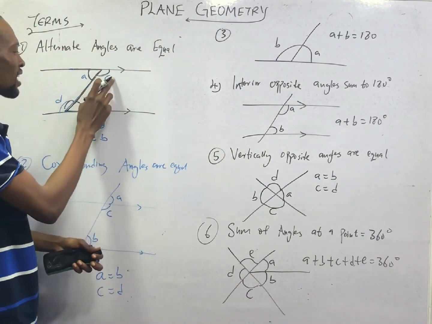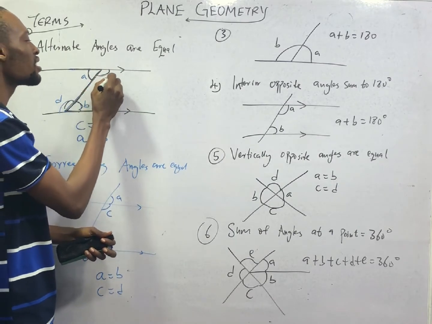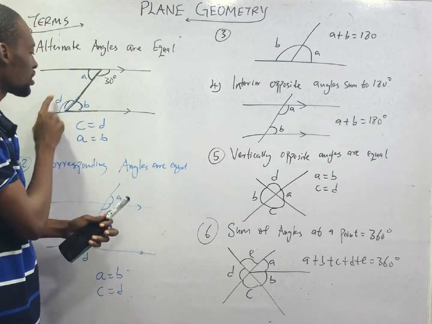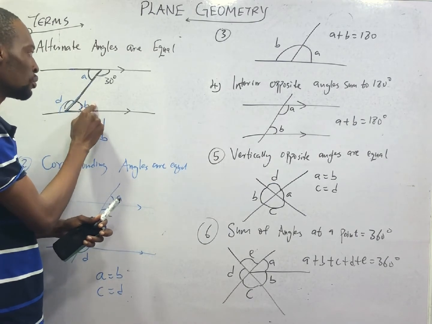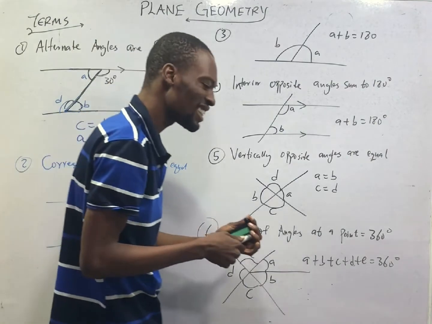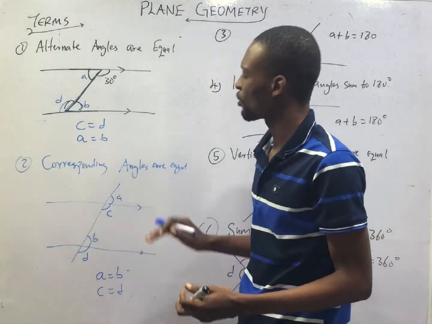So in this case, angle C equals angle D. If angle C is 30 degrees and I say find D, D will also be 30 degrees. Angle A is the same thing as angle B. They are referred to as alternate angles. Now, corresponding angles are equal.